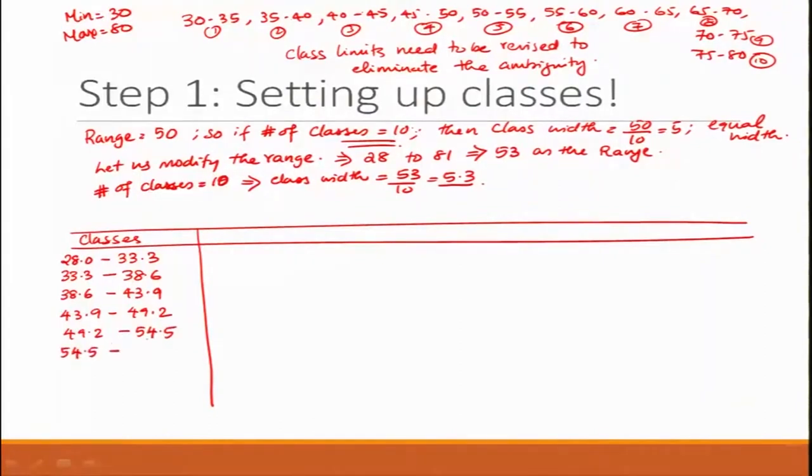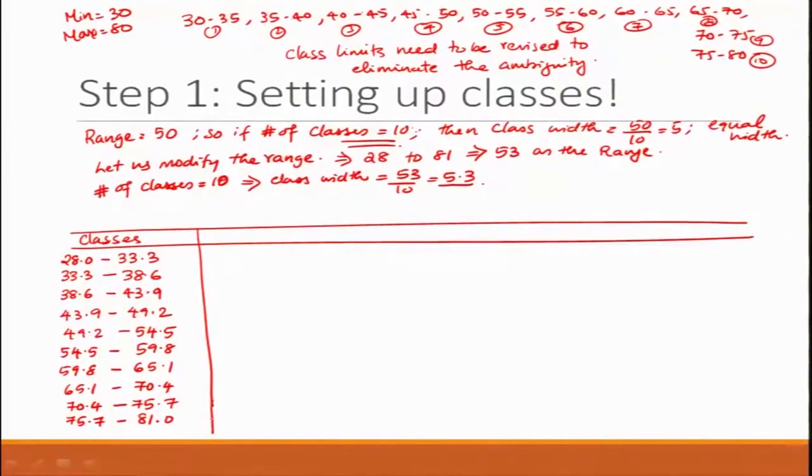54.5, if you add 5.3 with it, you will get 59.8. Then 59.8, you add 5.3, you get 65.1. And 65.1, you add 5.3, you get 70.4. And 70.4, you add 5.3, you get 75.7. And 75.7, you add 5.3, you get 81.0. So, this is the classes that you have.